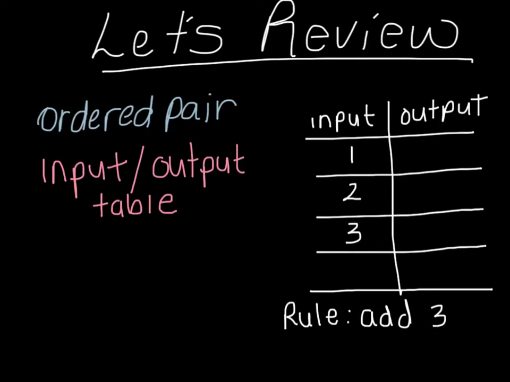The next thing we're going to review is an input-output table. Now, these you've been doing for a while. Input is the number you start with, and then you have a rule that is applied to the input number. So here our rule is +3. So if we input 1, the output is going to be 1 plus 3, which would be 4. Here our input is 2, we're going to add 3, so our output is 5. And this is called an input-output table.